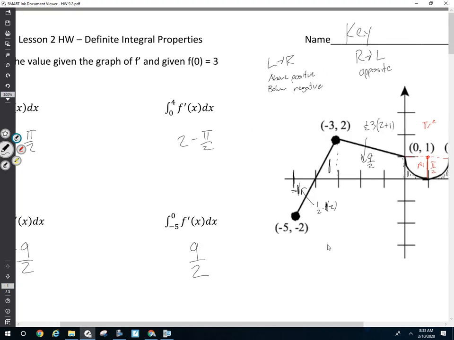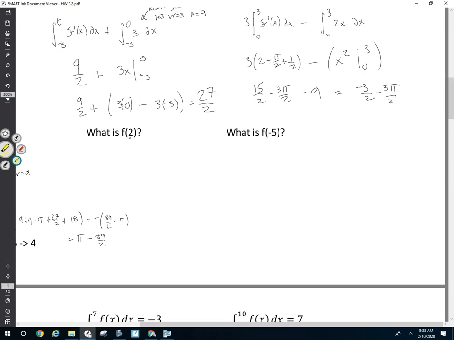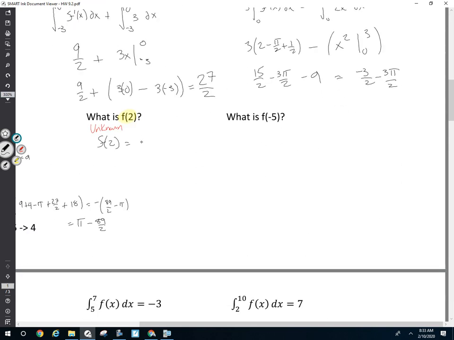What is f of 2? Now, most of you will get this wrong, but this is very, very important, and we're going to be using this for your quiz and stuff. You don't know what f of 2 is. It's an unknown. But back from the beginning of the problem, you were told what f of 0 was. f of 0 is 3. You can find the displacement of f by finding the area under f prime. The whole unknown equals your known plus your displacement, your change in f.